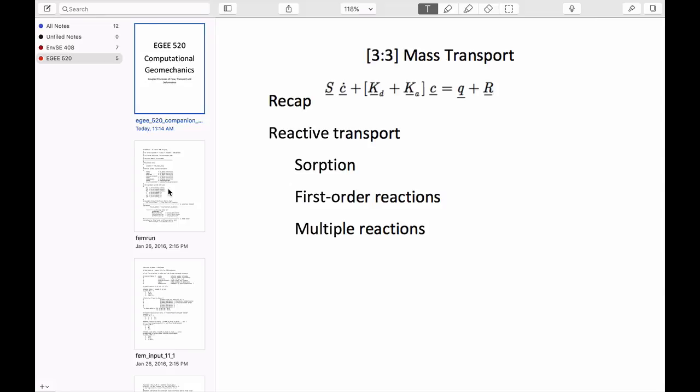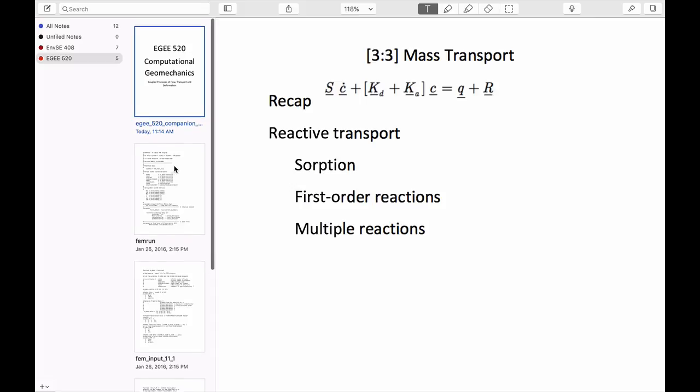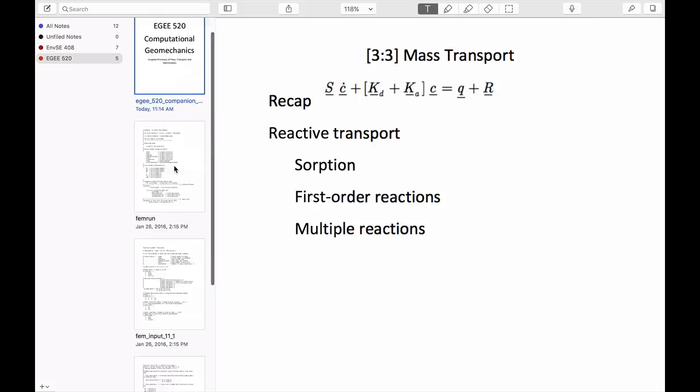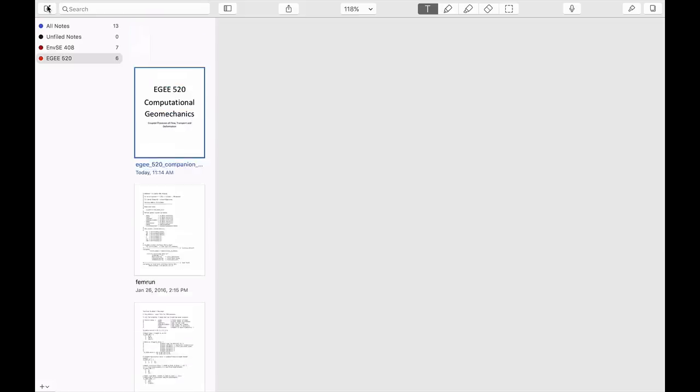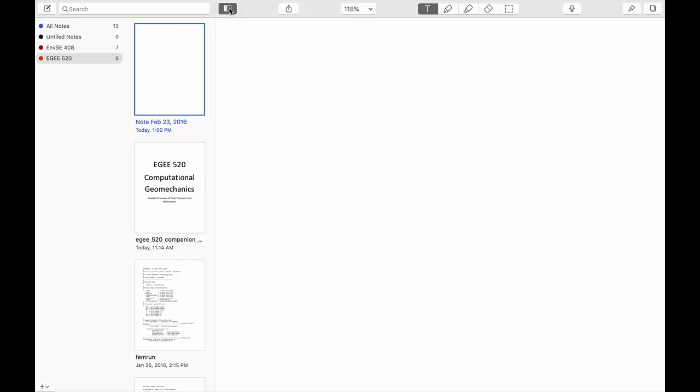So we've moved to talk a little bit about mass transport, and so what I thought I would do today is hit what I think are the high points from where we are, with what we should have done so far.